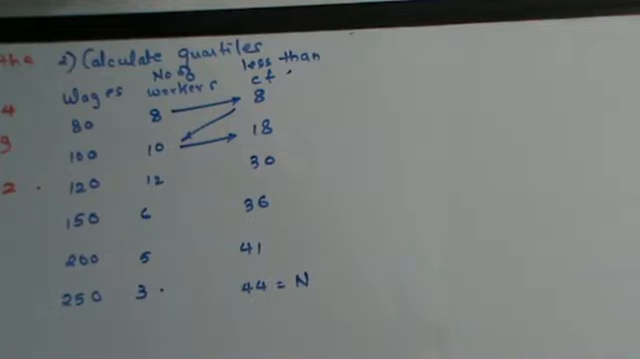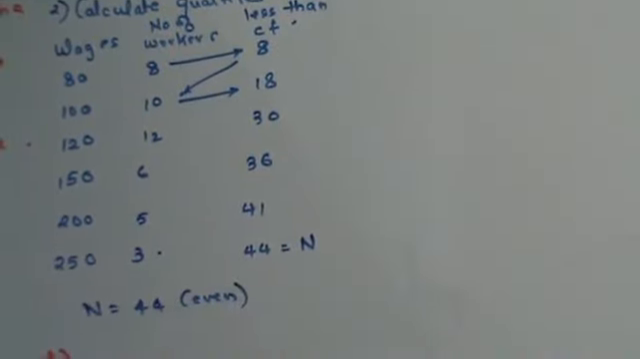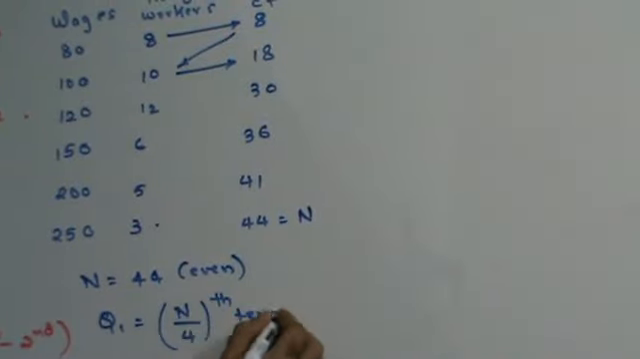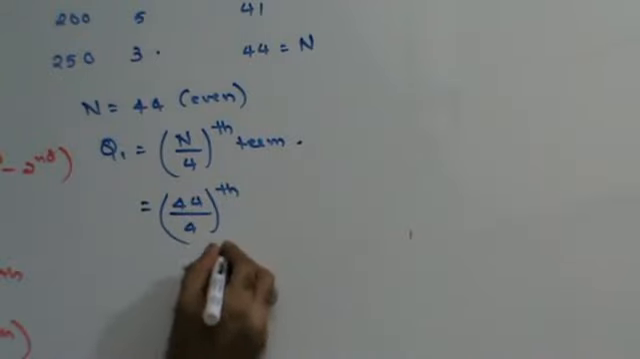Now they've asked me to find n. Here n is equal to 44, which is an even number. Had it been an odd number, I would have used the same formula that I used in the previous sum. Now since it is an even number, Q1 is the n upon 4th term. So this is 44 divided by 4, the 11th term.